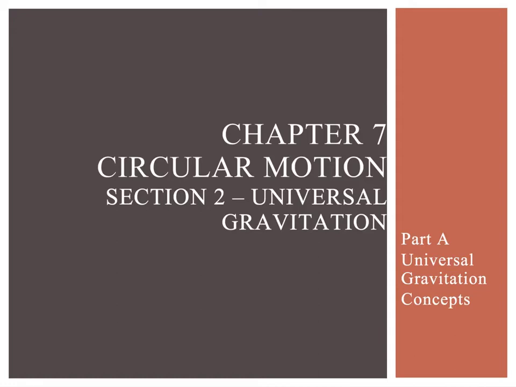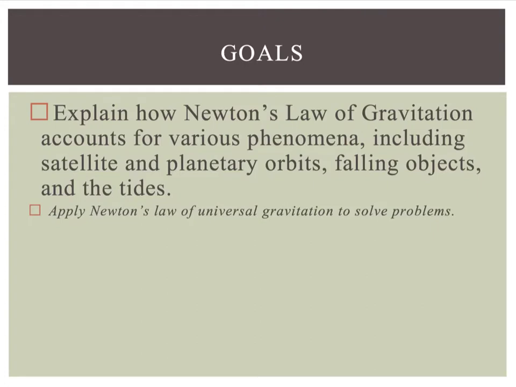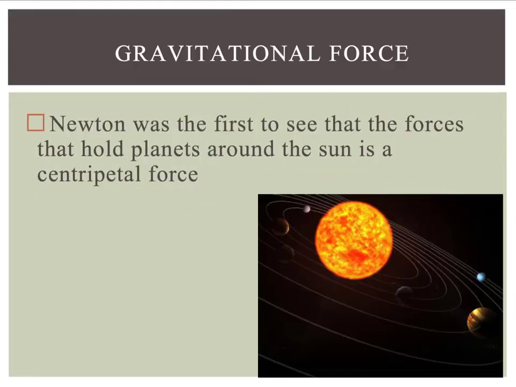We're looking now at Chapter 7, Section 2, still talking about universal gravitation. So what we're going to do today is explain how Newton's law of gravitation accounts for various phenomena. Phenomena means things that happen, including satellites, planetary orbits, falling objects, and the tides.